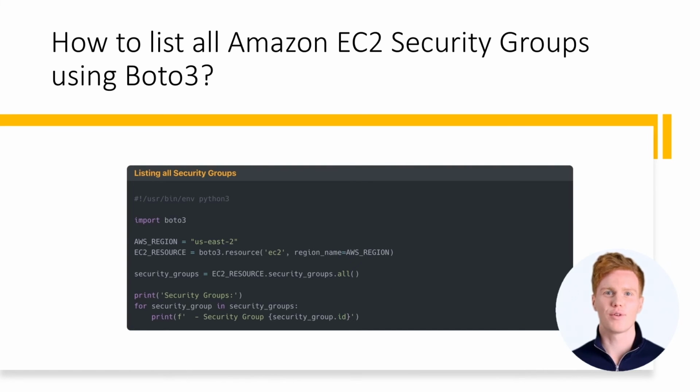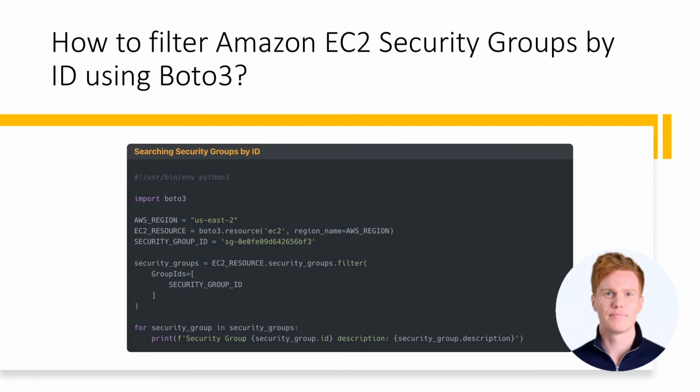To list all security groups, you can use the all method of the security groups collection of the EC2 resource and then iterate over the result using the regular for loop. Similar to filtering EC2 instances by their IDs, you can find security groups by the security group ID. To achieve this goal, you can use the filter method of the security groups collection of the EC2 resource.